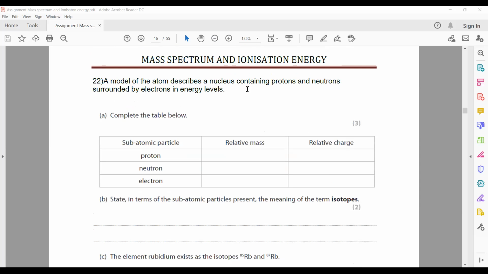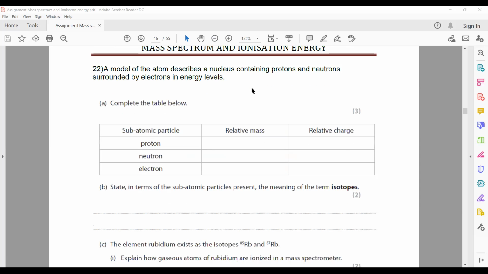Then you can see we discussed this at the beginning of the class. The relative mass of a proton is 1, neutron 1, electron is 1 divided by 1840 or 1800, you can say. Relative charge plus 1, 0, minus 1. Then in terms of subatomic particles, what is the term isotope? Atoms with the same proton number but different neutron number are referred to as isotopes.